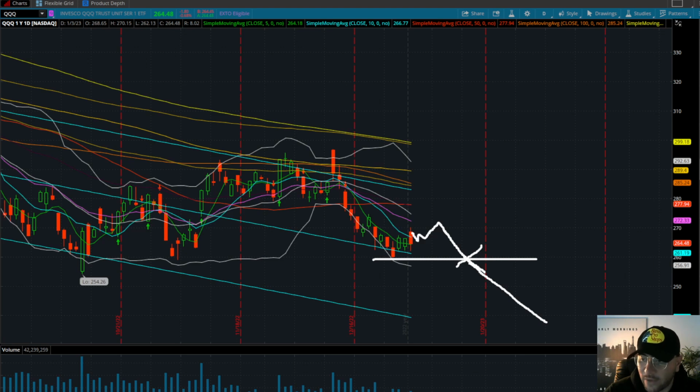Okay, now we do have a little bit of a level down here at the lower channel at around 240. That could potentially be our next target zone here. 254 would definitely be a first stop, but again, that's how we want to play it.